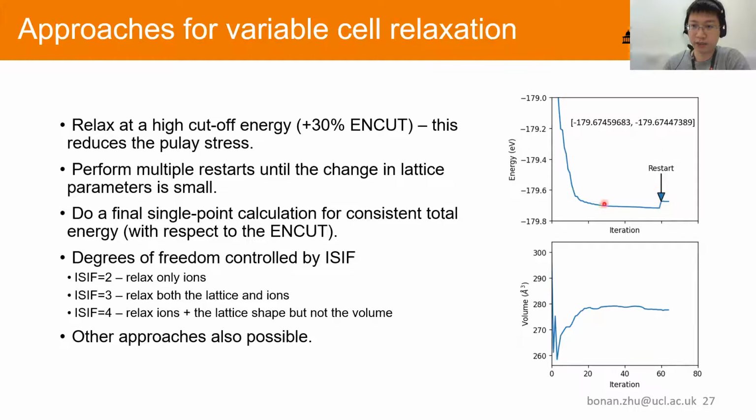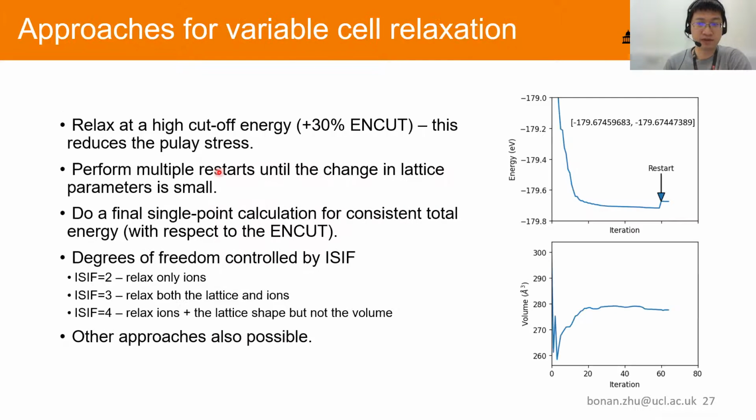But because the cell changed, I restarted, and immediately you see the energy is different. This is because initially I'm starting from this volume, and after 60 cycles, I'm ending up with a slightly smaller volume, which means the effective cutoff energy has changed. Then there's a sudden jump in the energy, and it carries on relaxation after the restart. The degrees of freedom in the geometry optimization are controlled by this ISIF tag. You can read all this on the VASP Wiki, which is very useful and very comprehensive.